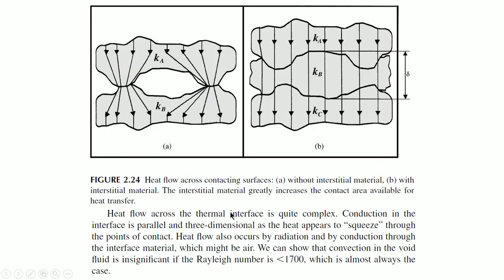Magnified view is given in this model. Have you seen this? So, we have material A, material B, and then in between, no, is there something we can do to ensure the isothermal lines get here? All this air has no practical thermal conductivity. Without interstitial material, with interstitial material greatly increases the contact area available for heat transfer.